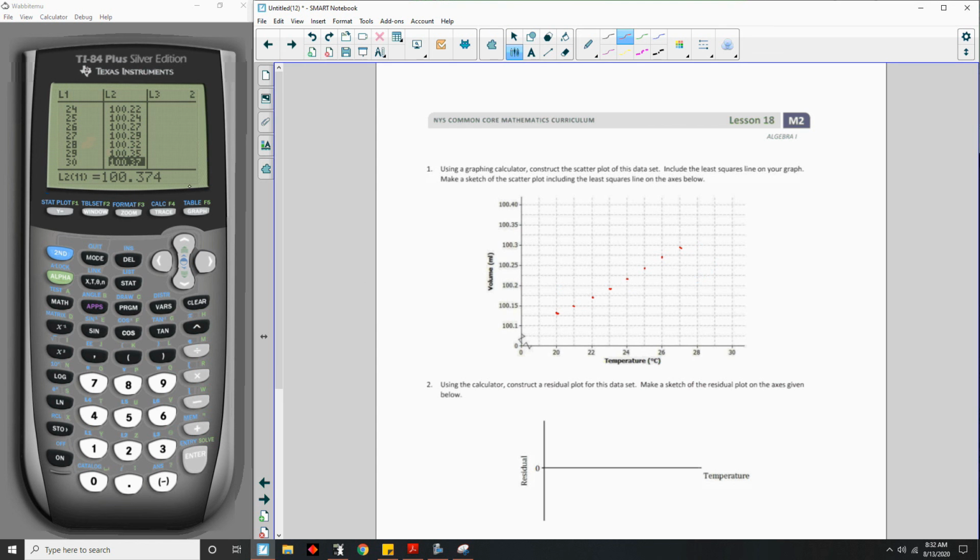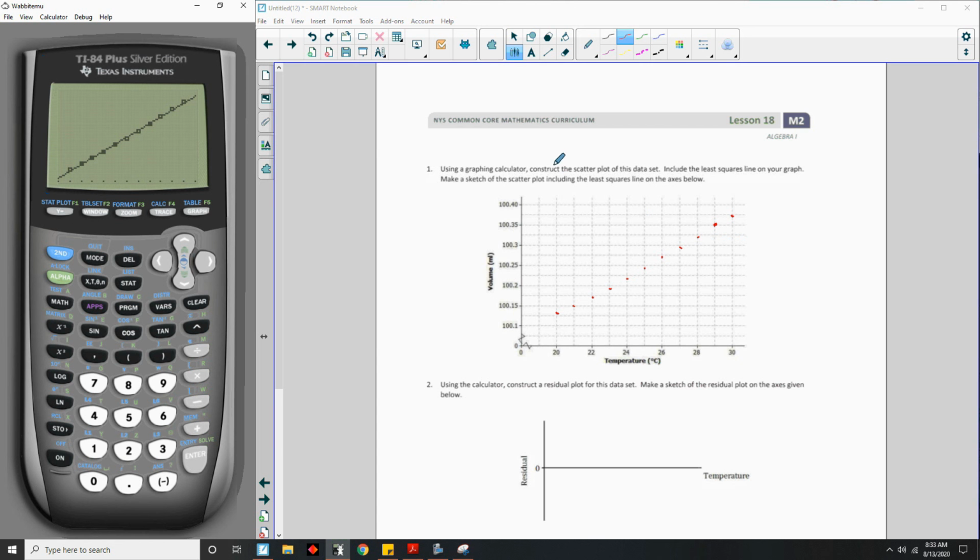28 is 100.32. 100.32.5 is the next line, so it's there. 29 is 100.35. 29, 100.35 is right on that corner, that intersection. And 30 is 100.37, which is right about here. So there's the graph. And then we drew the regression line. There it is. They drew a line through it.